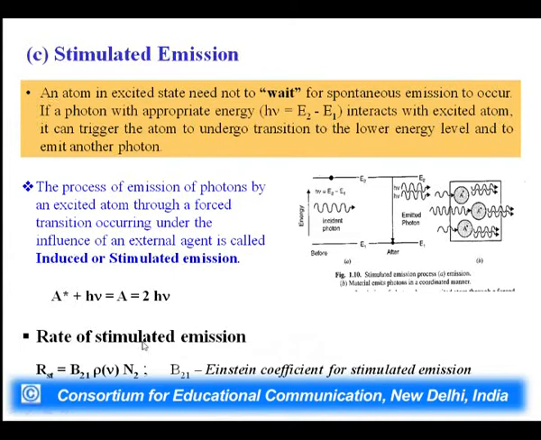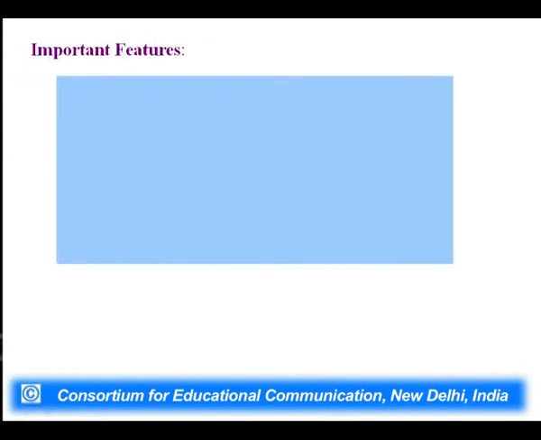Now we define the rate of stimulated emission. RST is equal to B21, which is the Einstein coefficient for stimulated emission, times rho nu, the energy density, times N2, the population of the excited state.